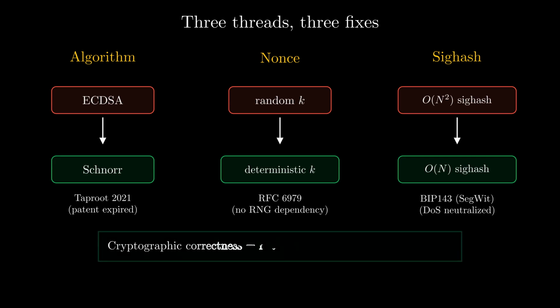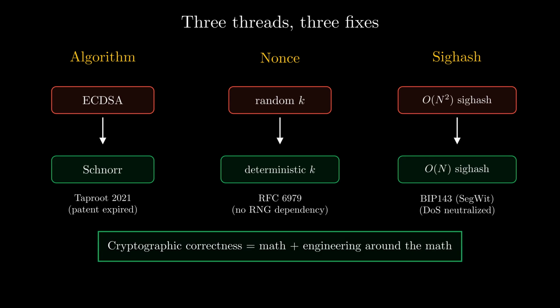The deeper lesson is that cryptographic correctness isn't just about the curve being secure. It's about the engineering around the curve: the random number generator, the byte serialization, the hash structure, the deterministic nonce. Get any of those wrong and the math underneath stops protecting you. Bitcoin had to learn that the hard way.